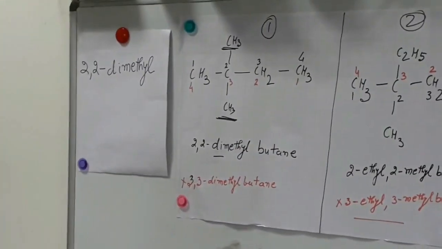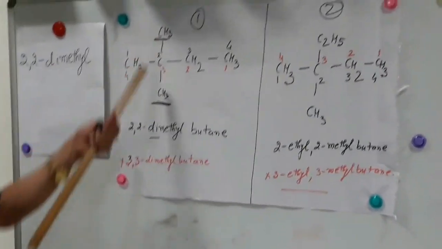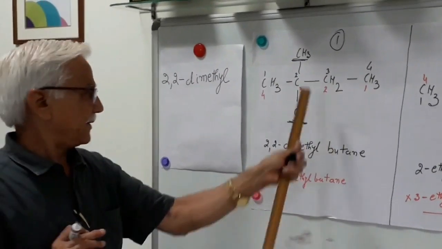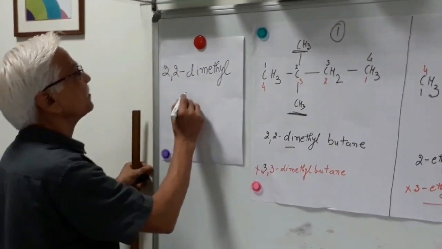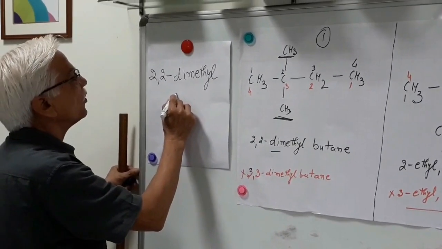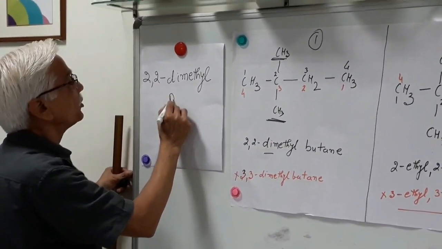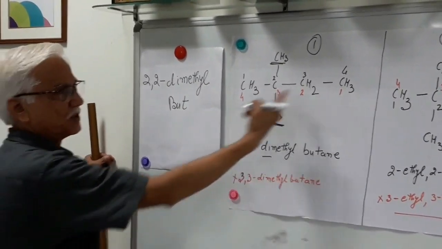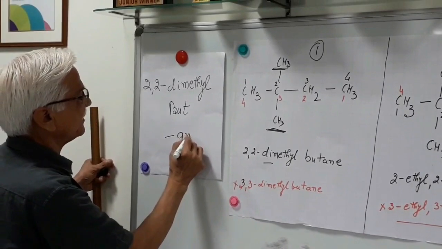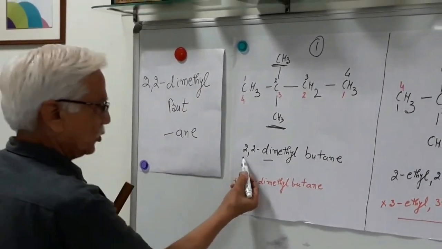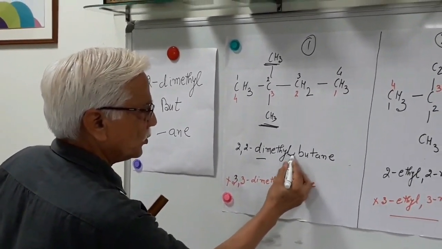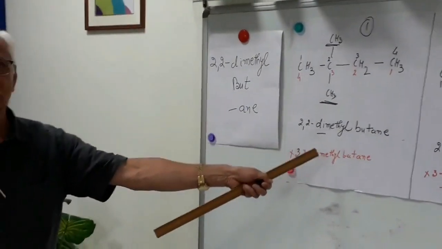Position has to be repeated. If it comes three times we will repeat. Same or different, it can be on the same carbon atom, or on different carbon atoms. It could have been here also. Then the parent root word is 4, but. Then the ending suffix for saturated hydrocarbon, ane. So what should be the name? 2,2-dimethylbutane. Am I right?